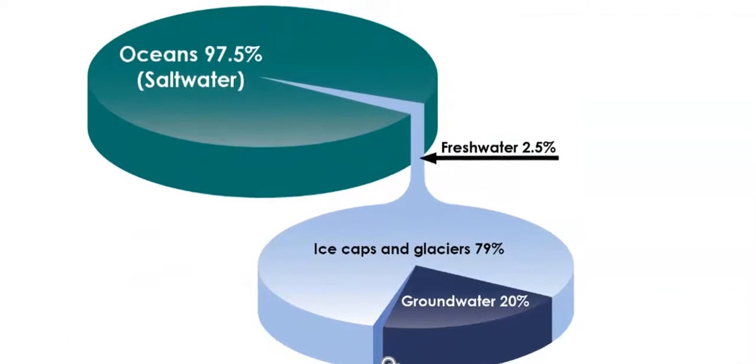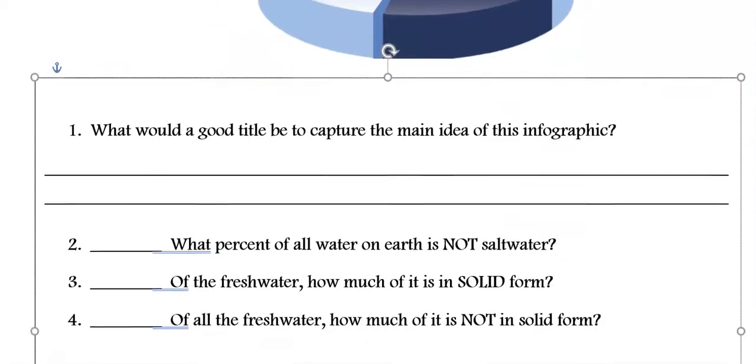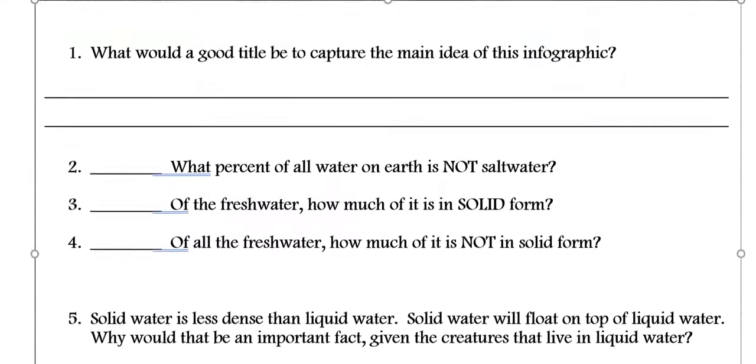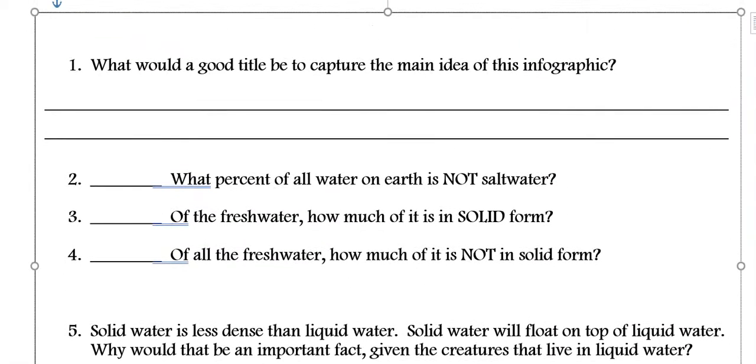Then the next part takes the freshwater, so that would be the opposite of salt water, right? And it looks at, okay, what about if I take all of salt water or all of fresh water and look at where that is on Earth? Now, the questions that you have to answer refer up to that graph.